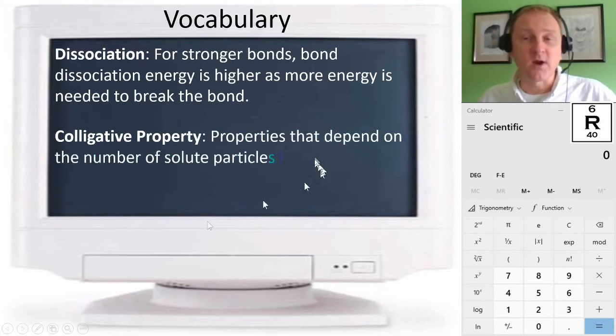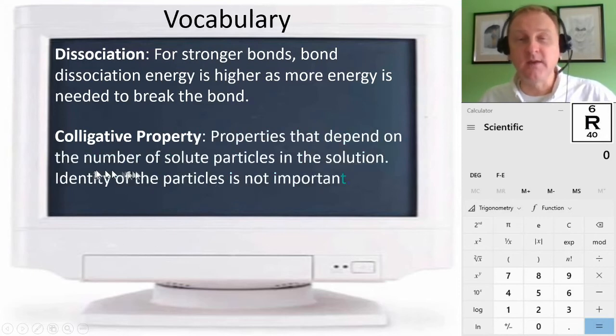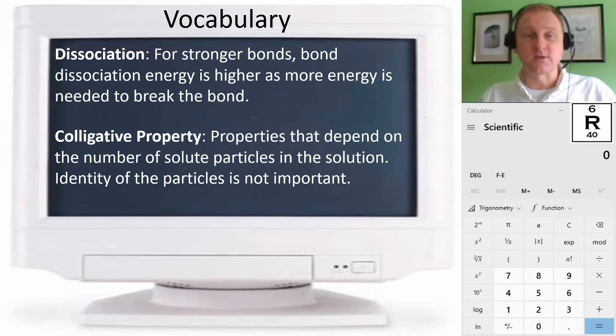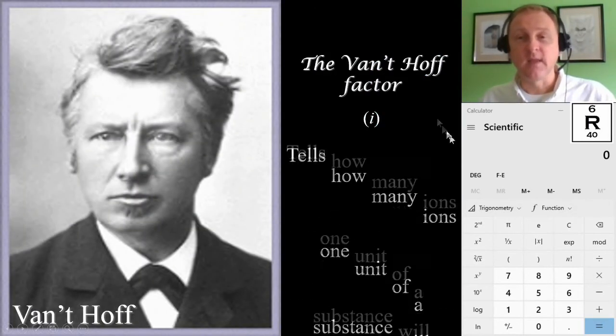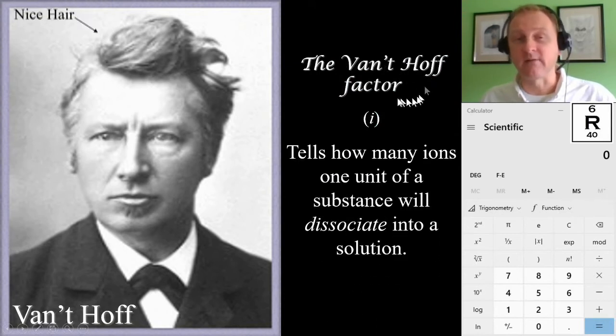Colligative properties are properties that depend on the number of solute particles in a solution. The identity of particles is not important. If the amount of things dissolved in the solution changes a property, that is considered a colligative property. So this is all going to come together when I talk about molality, dissociation, and colligative properties in a moment. But I got one more thing to talk about before I can wrap these four ideas together, and that is something called the Van Hoff factor.